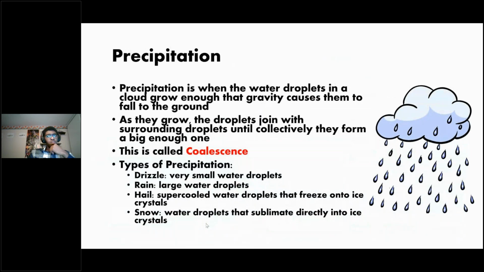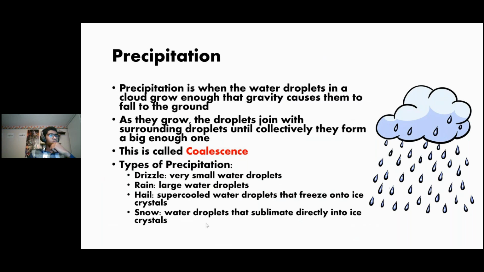Okay, so now let's talk a bit about different types of precipitation that we can have. Also important to know. So precipitation, as you guys probably know, is when water droplets in a cloud grow enough so that gravity causes them to fall to the ground. Because a cloud is basically just a condensed form of water vapor, but then when it gets heavy enough, that water vapor changes back into a liquid and falls to the ground.